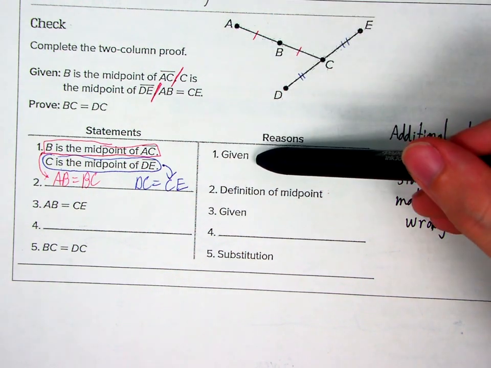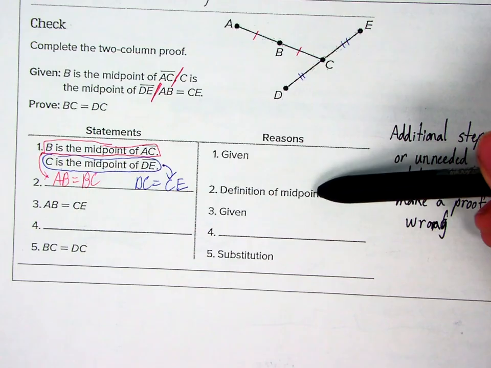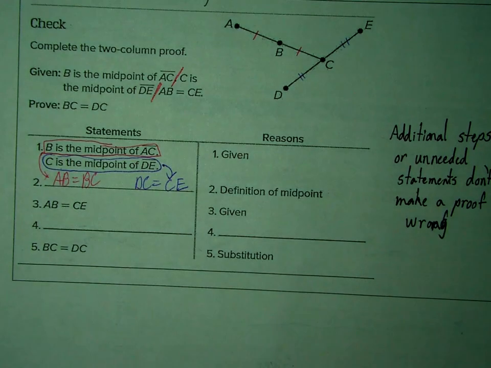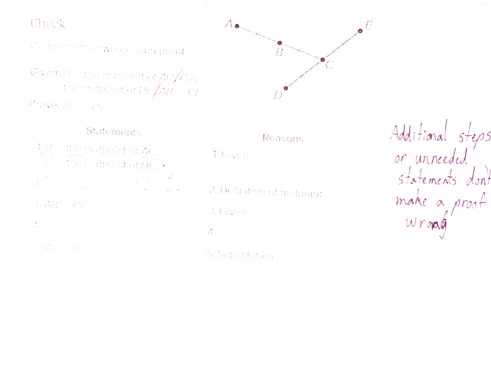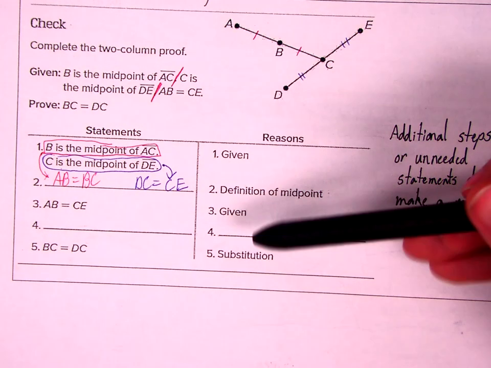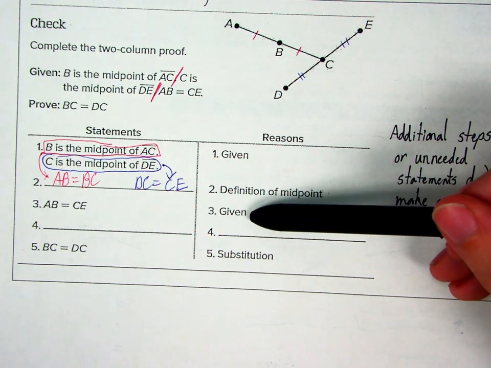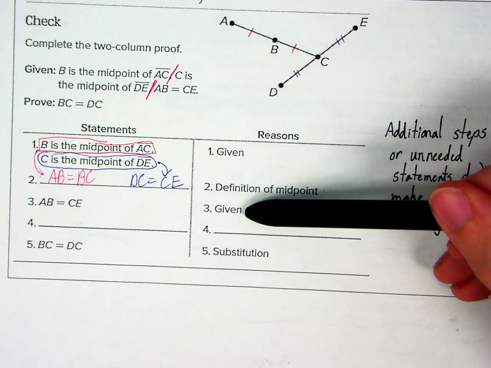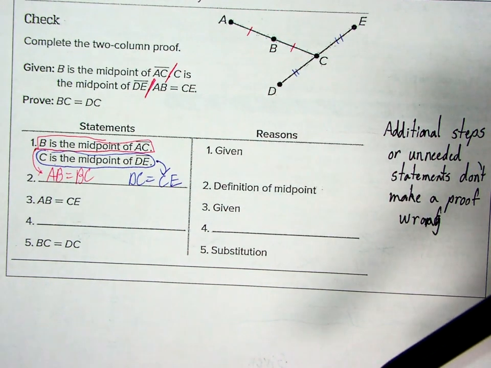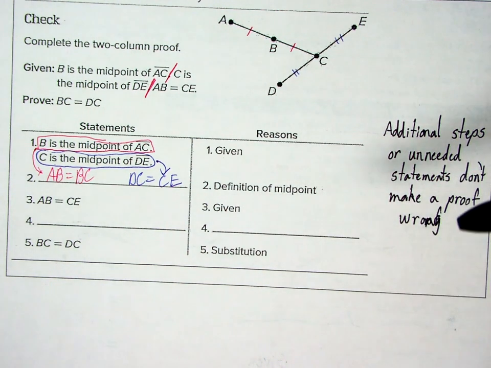Notice we had some given statements. We had a definition of midpoints used. And now we've got another given statement. We don't have to use all our given statements at once. We don't have to list them out all at once. Sometimes it's easier if you don't.